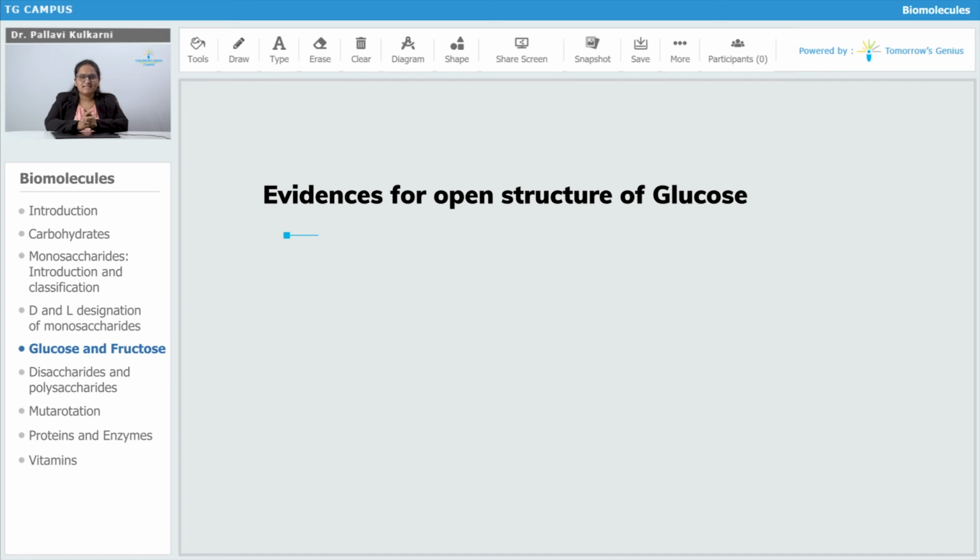The glucose molecule is an aldohexose. This glucose molecule can exist in 2 types of structure. One is the open structure of glucose and another is the cyclic or ring structure of glucose. Let us first see the open structure of glucose. The molecular formula for glucose is C6H12O6, as it is an aldohexose.